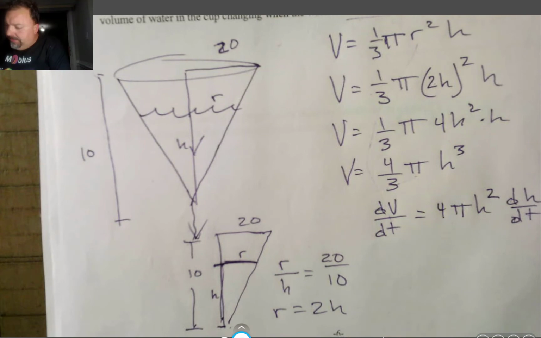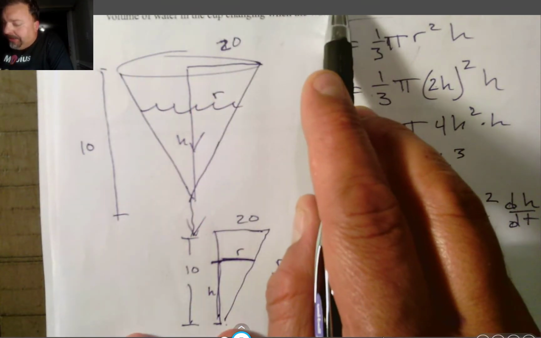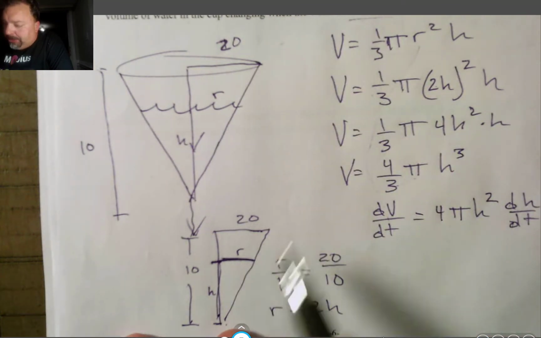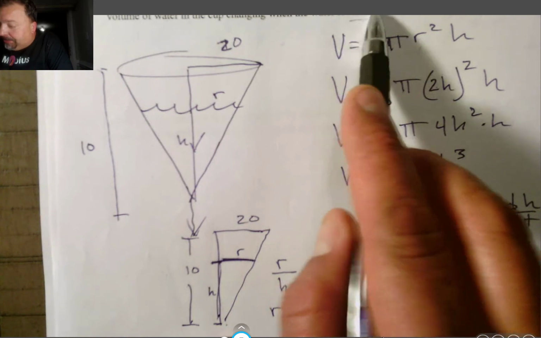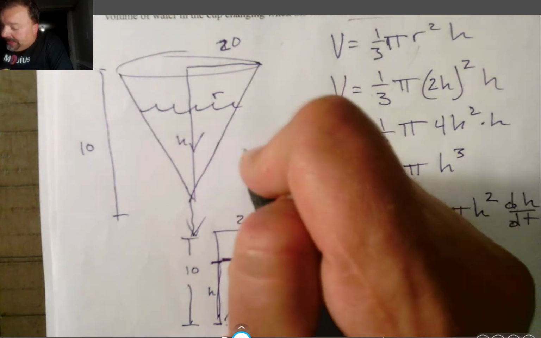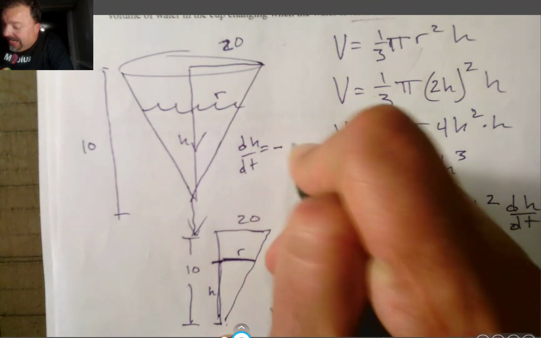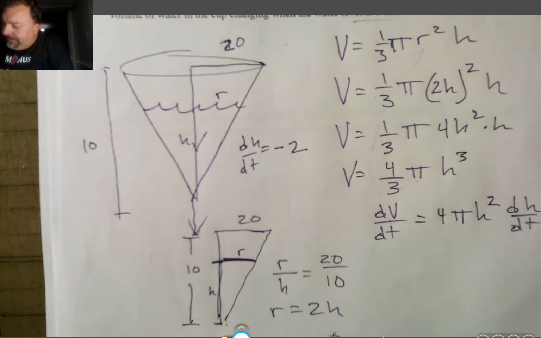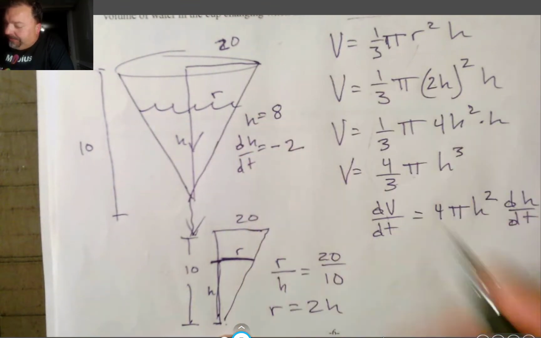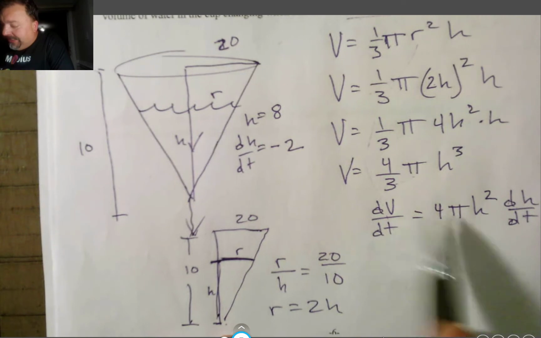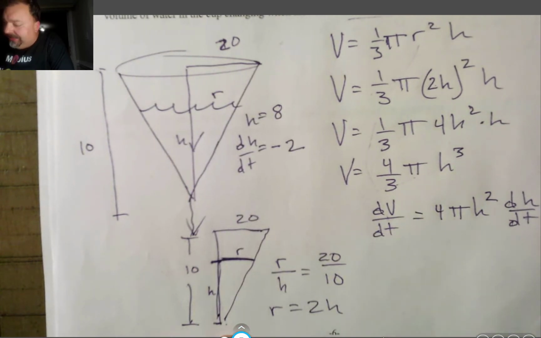Now we just plug in everything that we're given. Well, what we were given up here. So the 10 and the 20, we already used those. That's to set up the proportion. It says it's going down at a rate of 2 centimeters per second. So that is our dh/dt, which is going to be -2 because it's decreasing. And h at that particular time is 8. Well, that's exactly what we need. So we have all the things we need to plug in here to find out what dV/dt is.